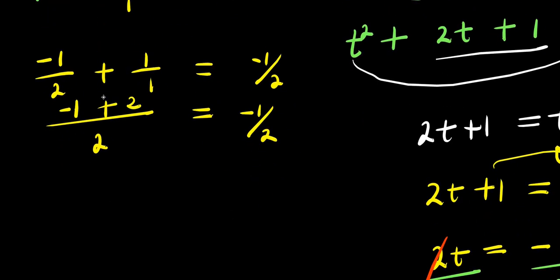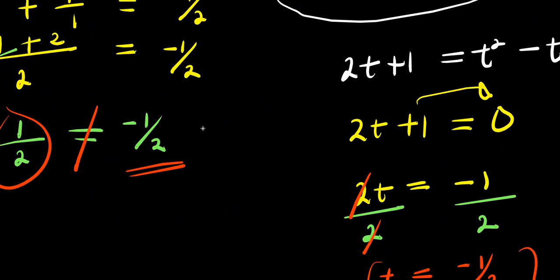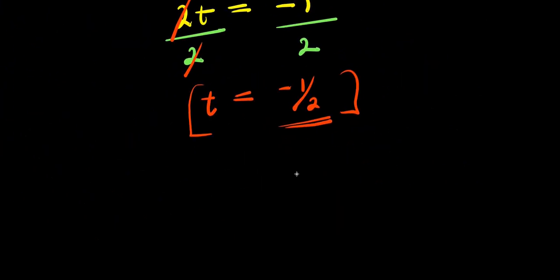So from here, I have negative 1 plus 2. We are subtracting a smaller number from a bigger number, so we are going to have positive 1 over 2. And this equals negative 1 over 2. Obviously, no. 1 over 2 is not the same thing as negative 1 over 2. So this shows that this particular answer here is obviously wrong.